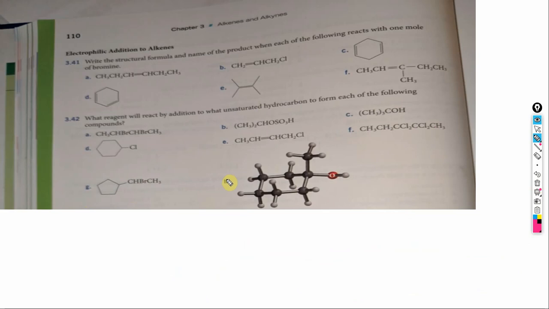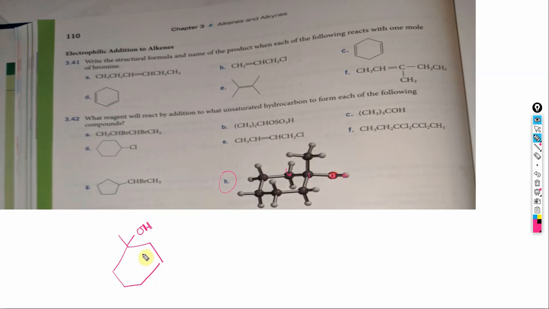Alright, so let's answer question H. So here you have a cyclohexane, 1, 2, 3, 4, 5, 6. I'm going to draw the product structure now. And then you have a methyl group, and you also have an OH here. That's the oxygen, that's a hydrogen.